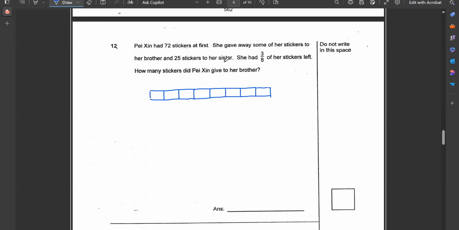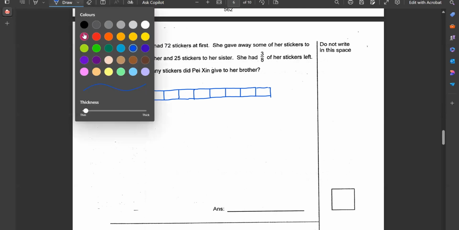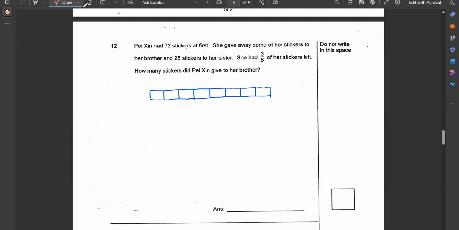Okay, so I have my 8 units now. Out of 8 units, the question says that she had 3/8 of her stickers left. So I'm going to assign 3 units at the back here. This is her left. Now that must also mean that the first 5 units here are what she gave away. She gave to her brother and to her sister also. So this basically is just brother and sister. I'll just put bro plus sis.